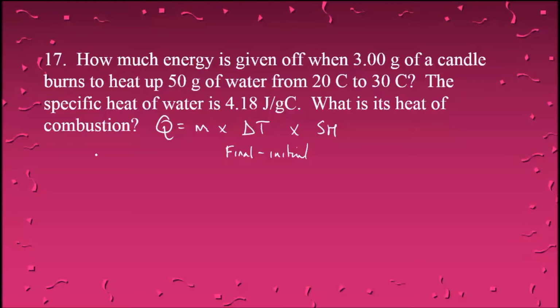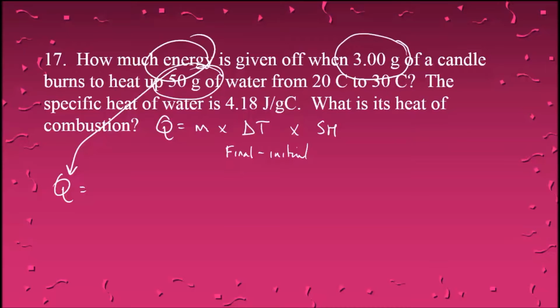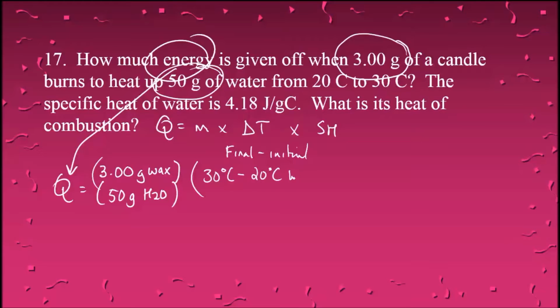All right, so here we go. Q is how much energy. Energy is Q. Mass is in grams. Should we use this mass or this mass? The first one. Let's put them both down, and we'll use the one that we decide is what we need. Is this right? 3 grams of wax, 50 grams of water. Okay, so the water goes from 20 to 30, so it's reversed, 30 minus 20 degrees C of water. And the specific heat is of water.